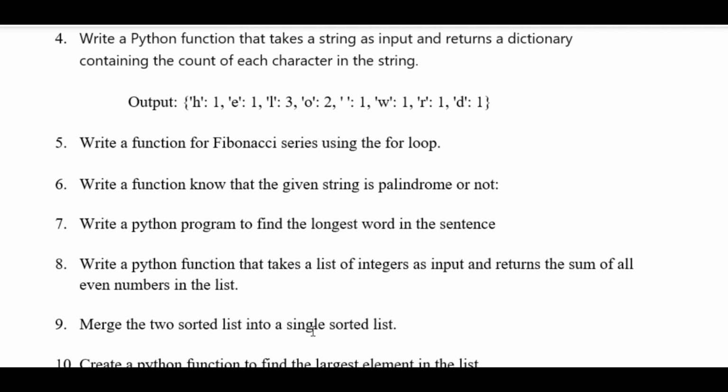Merge two sorted list in a single list. Two of the sorted lists are there, but how to merge them? Create a Python function to find the largest element in the list. It's nothing but the max, but that we try to iterate over element by element and see it.